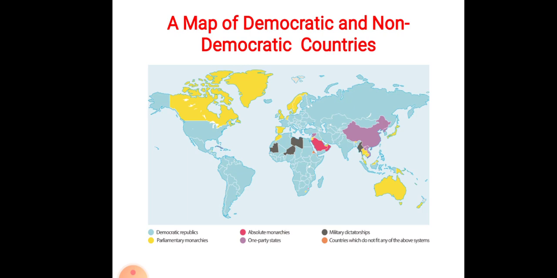Let us see the map of democratic and non-democratic countries. The light blue color shaded regions are democratic republic countries. The red color shaded regions are absolute monarchies. Then the yellow color shaded regions are parliamentary monarchies. Okay, yes.